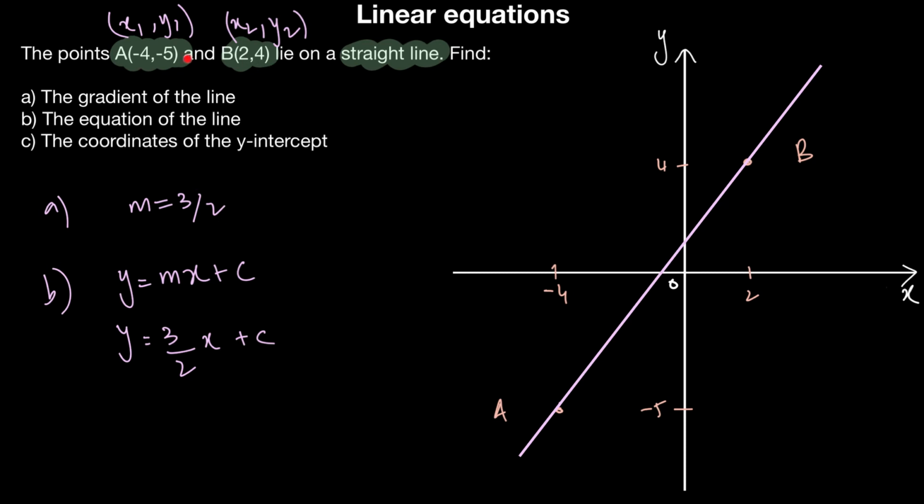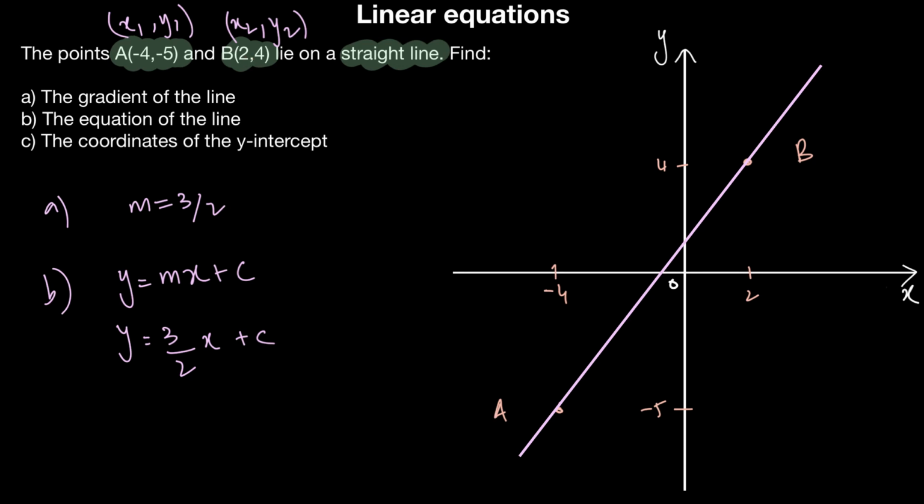We do, however, have known points. Now what did these points tell me? Well, if these 2 points lie on the line, then when x is equal to -4, y must be equal to -5, or when x is equal to 2, y must be equal to 4. So if I just plug in any one of these points into this equation, I should be able to calculate the value of c.